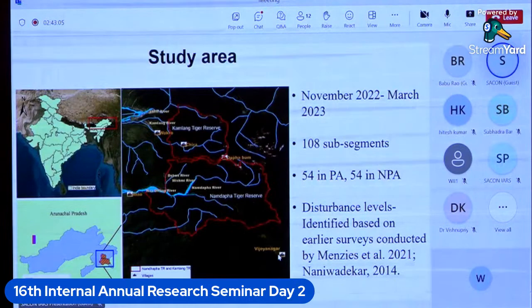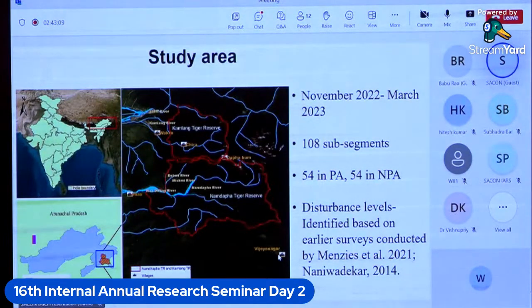In order to quantify the habitat quality, we took 54 sites inside the protected area and 54 sites outside of the protected area, so we have 108 sites. These sites are classified as low, medium, and high based on the disturbance, which were identified by other studies.